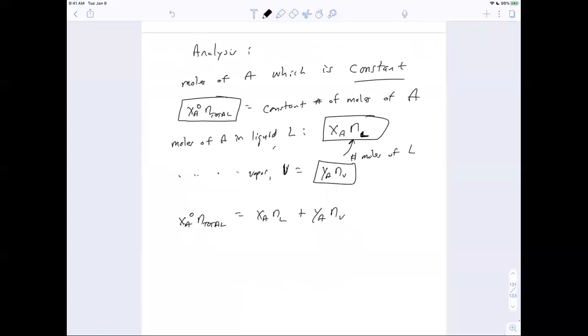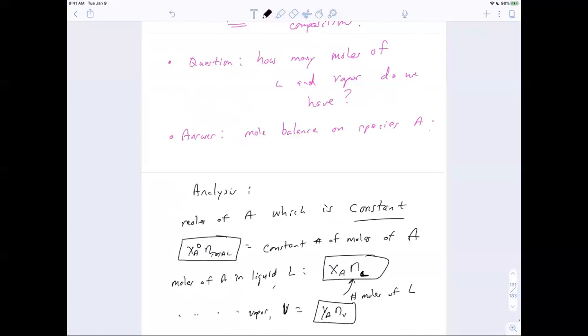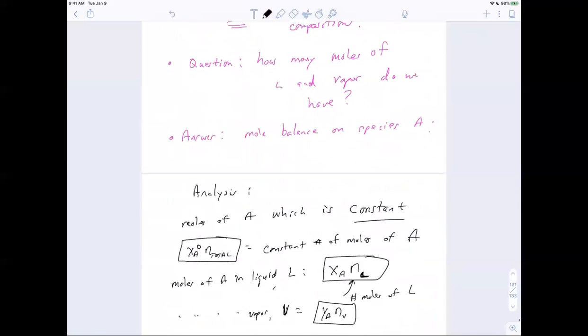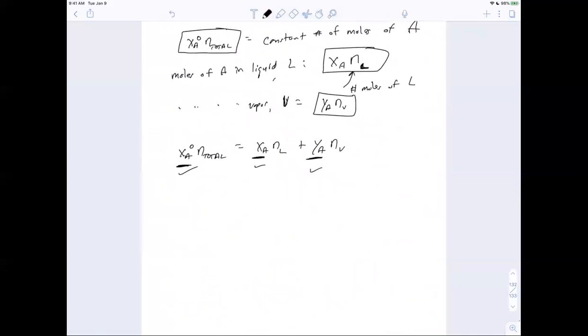Now in this case, this is known. Check mark. X_A is known. Y_A is known. Our unknowns are N_L and N_V. And why are X_A and Y_A known? Well, we just discussed that. This is Y_A at the liquid-vapor split, and this is X_A at the vapor-liquid split. So those are known from the graph, from our phase diagram. And we know X_A naught, that's what we had initially. So everything is known. And in fact, N total is known too. We knew how many total moles we had initially, all in the liquid phase.